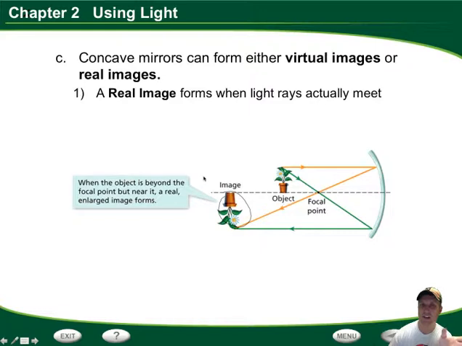Now notice what happens. If the object is beyond the focal point but near it, so now we're not far away from it, but we're actually kind of close to the focal point, notice what happens. It produces a real image, it's upside down, but now it's actually enlarged, okay? And the reason being, because as this light hits, it's going to reflect to a further point, and the light is going to converge back here.